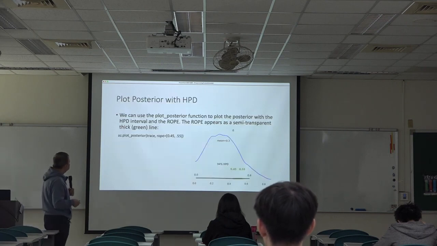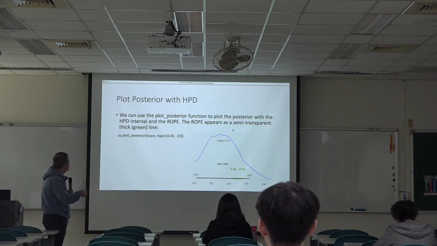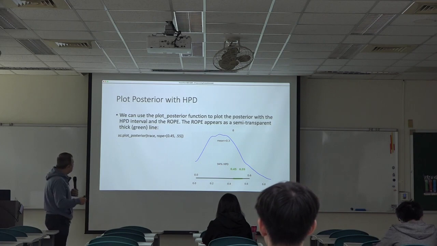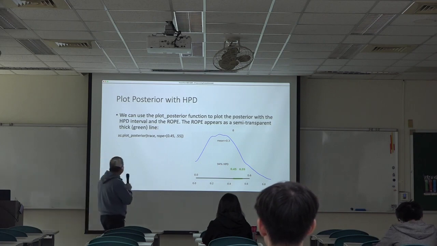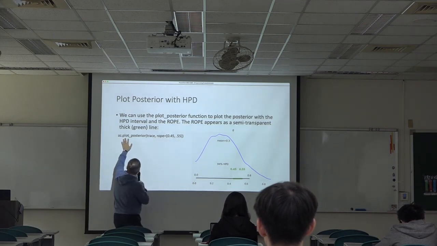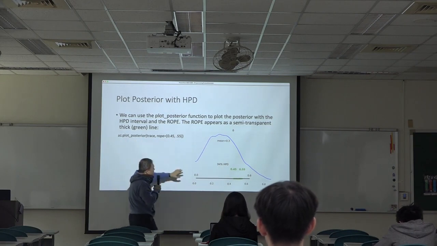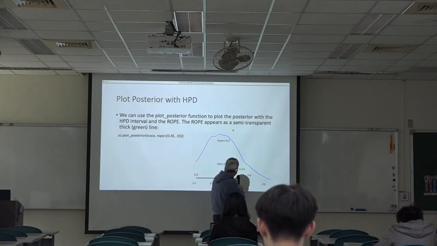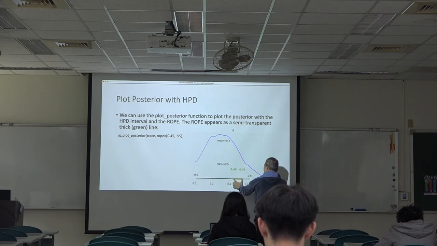So you can use a plot posterior function to plot the posterior against the rope. You just need to set the rope range when you use the plot posterior function, and it will demonstrate the rope by using this green interval.